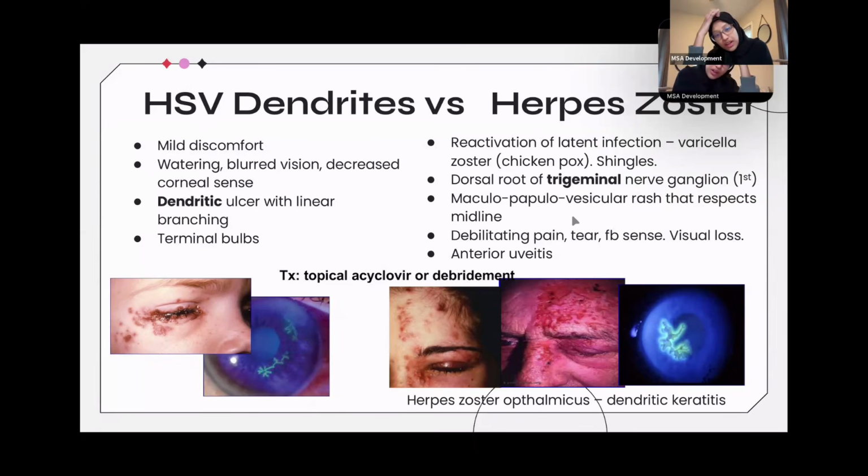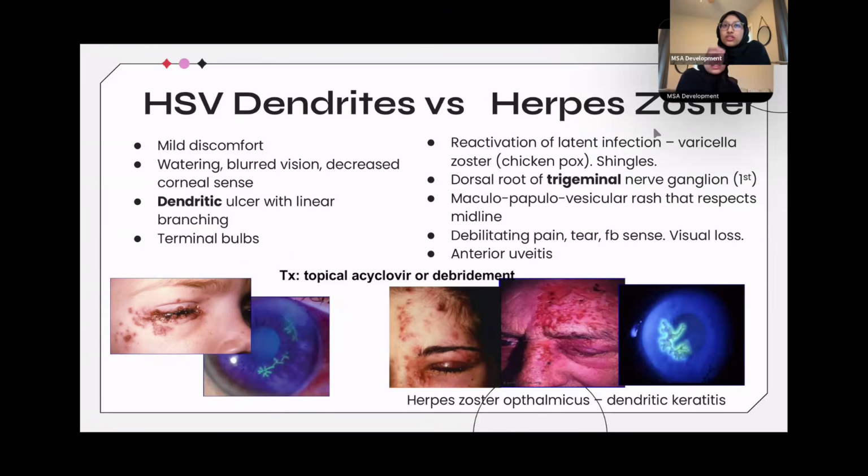How can you tell them apart? Herpes simplex is not ulcers, but vesicular rashes around the eye, or any part of the eye is the most common, or oral ulcers. So in this case of herpes simplex, it's mild discomfort, it can cause watery, blurred vision, the same thing, red eye. Dendritic ulcer is this thing. It's the same one here, so there's nothing different between these two. What is different is the distribution.